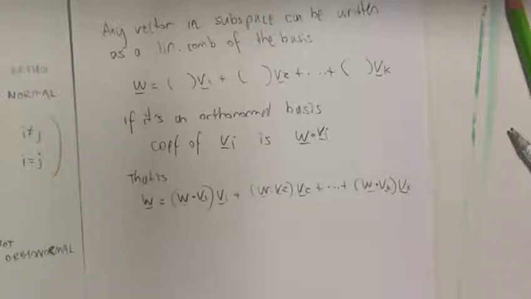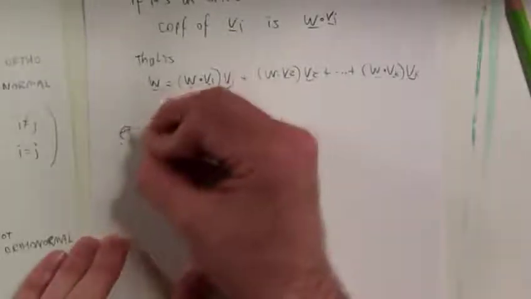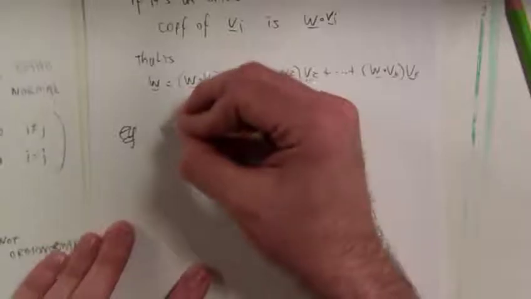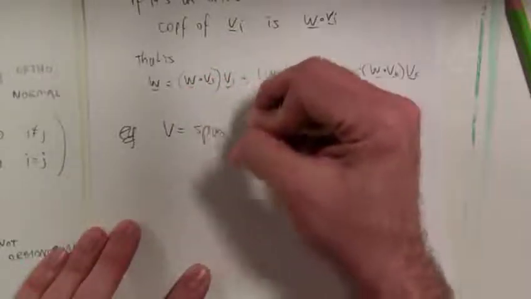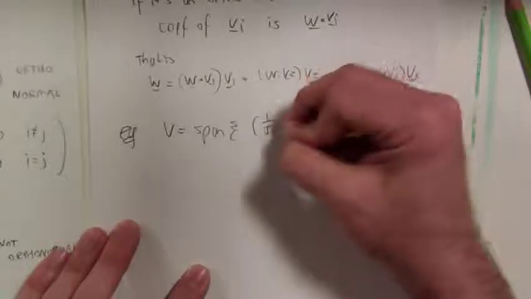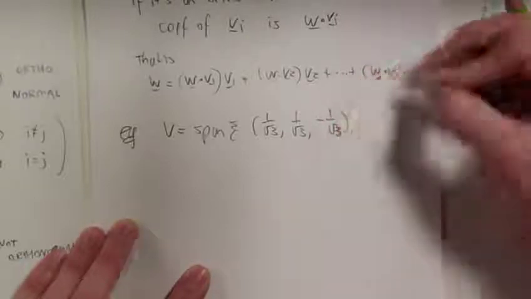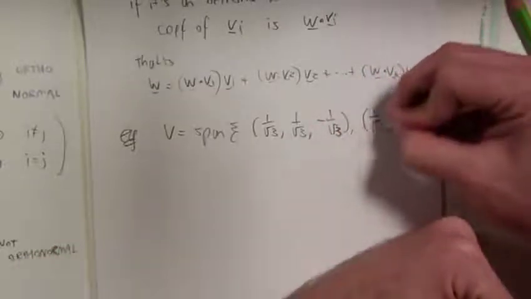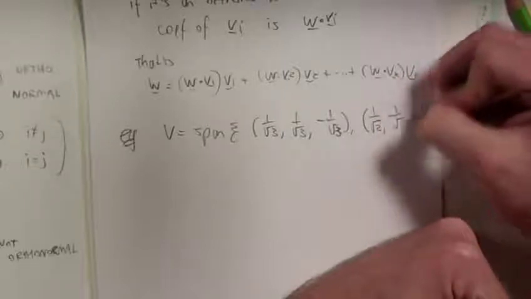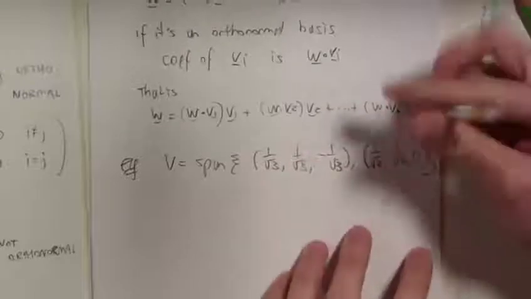Okay, so just as a specific example, just so that you know precisely what I'm talking about here. Let V be the span of those two vectors: (1/√3, 1/√3, -1/√3) and (1/√2, -1/√2, 0). That's a minus, by the way. It's not part of the fraction bar.